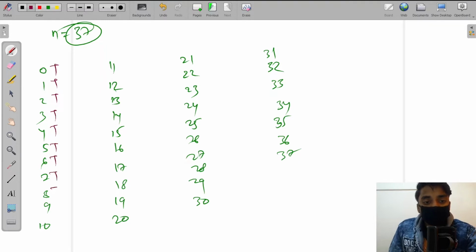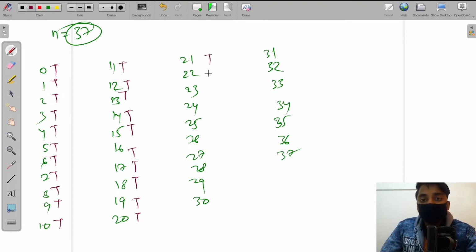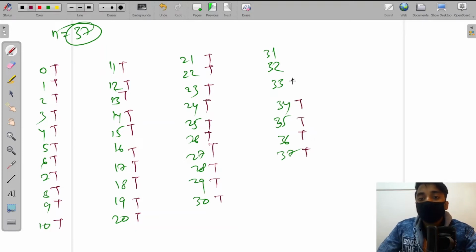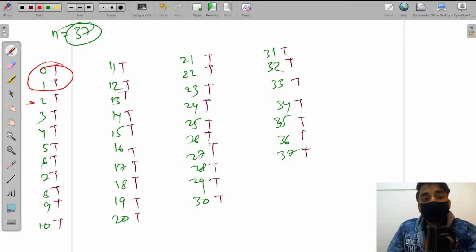We are assuming that all the numbers are prime, and we will do some operation to find which numbers are prime from 2 to n, which is 37. So initially all the numbers are true, except these two numbers, 0 and 1. Our loop will start from 2, for the prime numbers from 2 to n.